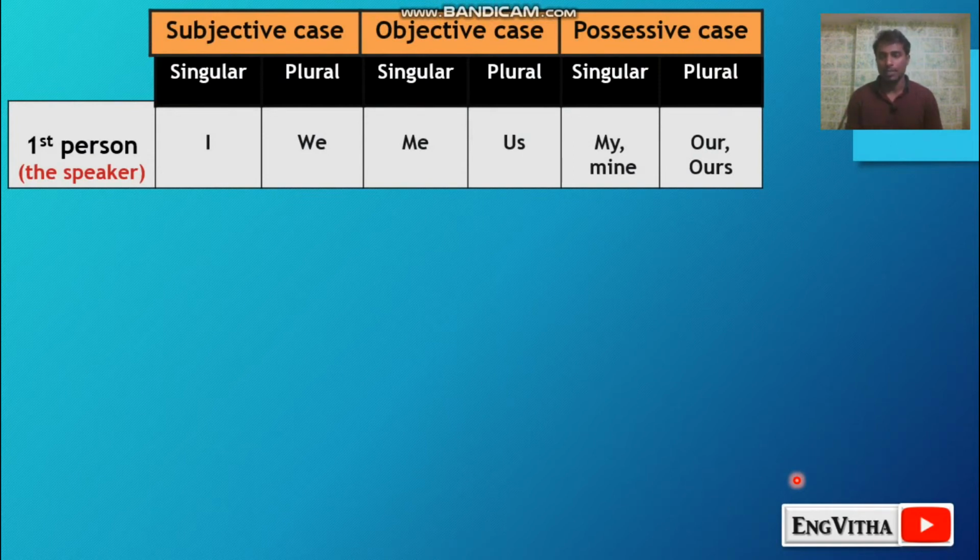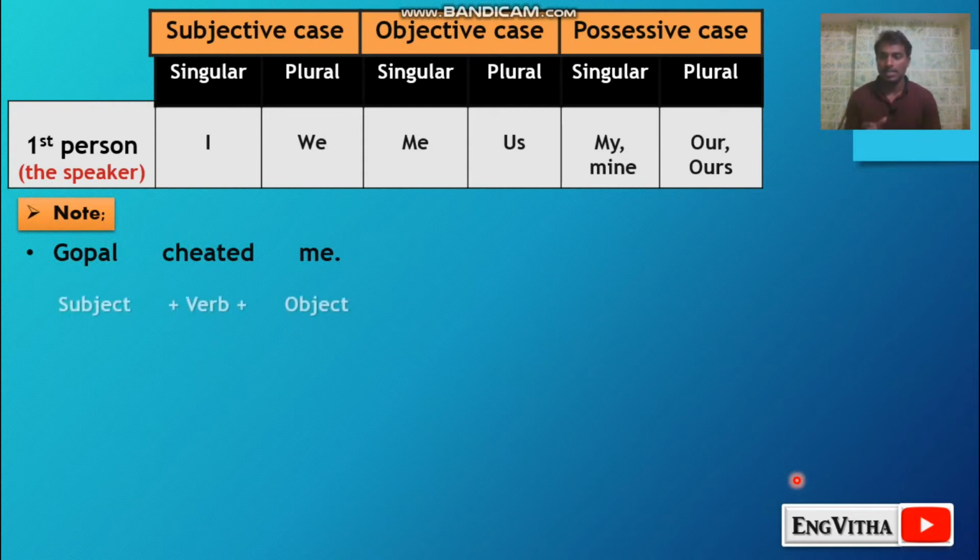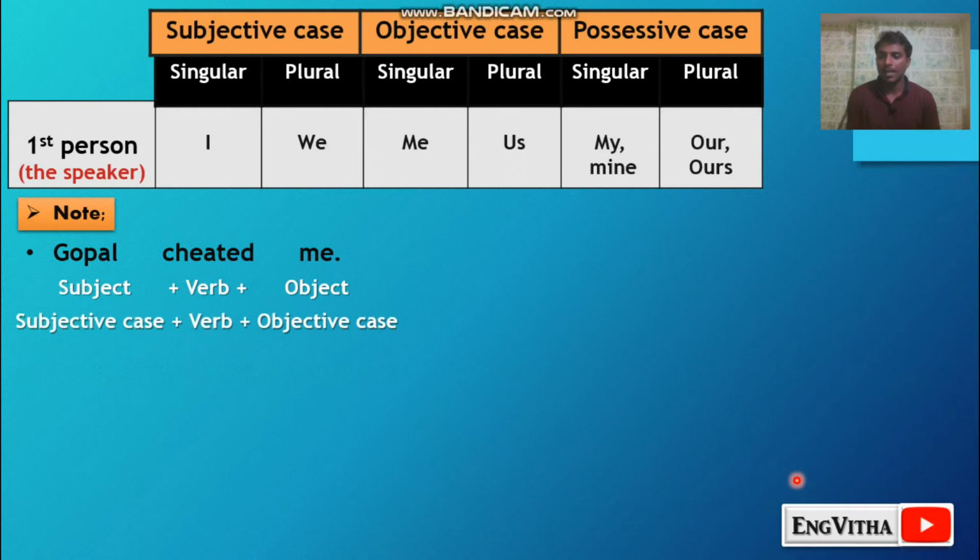Before looking at a few examples, here we need to keep one thing as a note: the sentence Gopal cheated me is framed with the fundamental formula to make any sentence in the English language, that is subject plus verb plus object. This is the fundamental formula in English to frame a correct sentence. And this formula is nothing but subjective case plus verb plus objective case. These two formulas are the same, but the difference here is just in names.